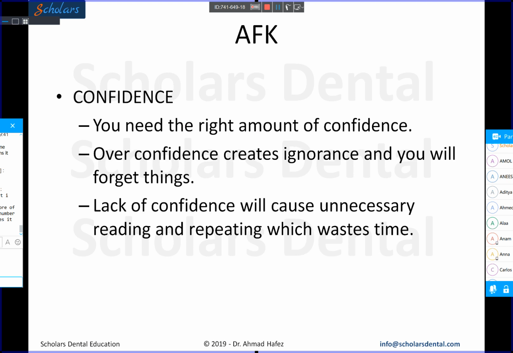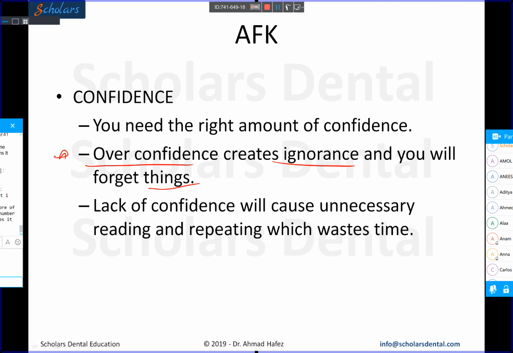That's one thing. Now, the other thing is confidence, right? You need the right amount of confidence. Okay, so this one people know, overconfidence is not good. Overconfidence creates ignorance. What does that mean? Overconfidence will make you not read enough. So you read something once and you're like, oh, I'm good, I don't need to read it again, I already read that. That's overconfidence.